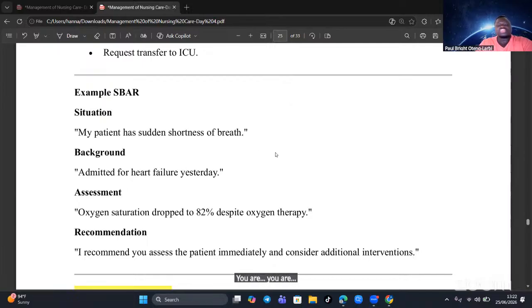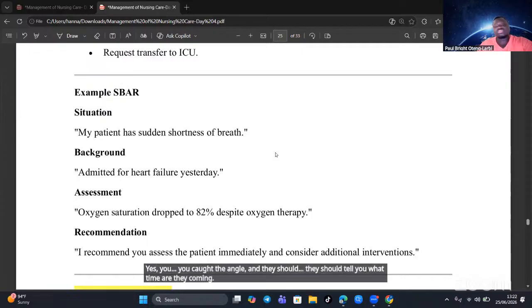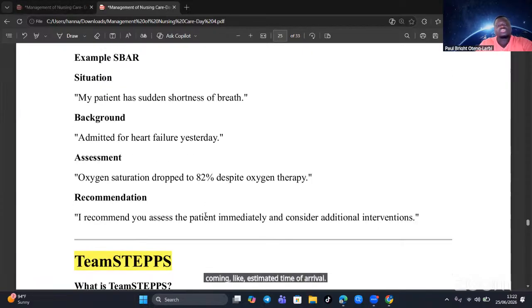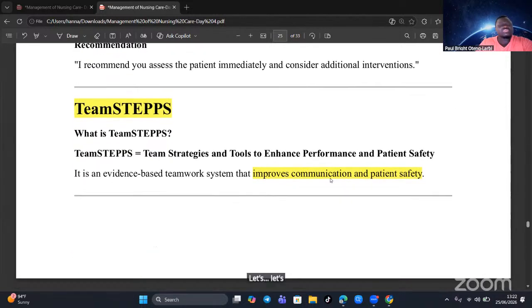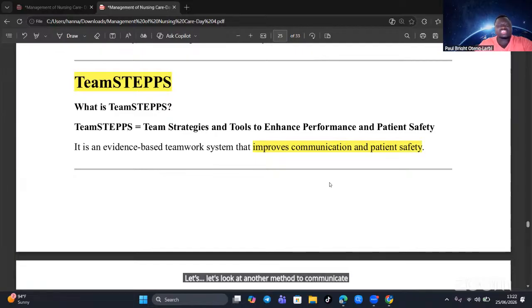Your hospital is not a pediatric hospital. You are transferring a pediatric patient who came to your ER to a pediatric hospital. Yes, you call the ambulance. They should tell you what time they are coming, like the estimated time of arrival. All these ones. Let's look at another method to communicate within health workers.